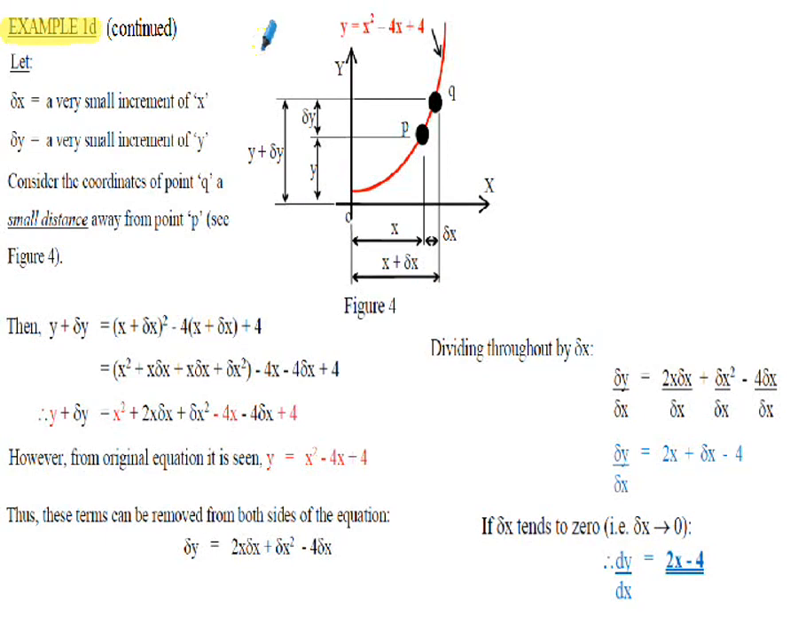Example 1d continued. Purely for reference here, I've showed the classical differentiation for calculating the dy by dx for the function y is equal to x squared minus 4x plus 4. Again, if you follow the steps through here, exactly the same steps we used in the previous example, you'll end up with a differential coefficient of dy by dx is equal to 2x minus 4. I'll just leave that there for your reference.